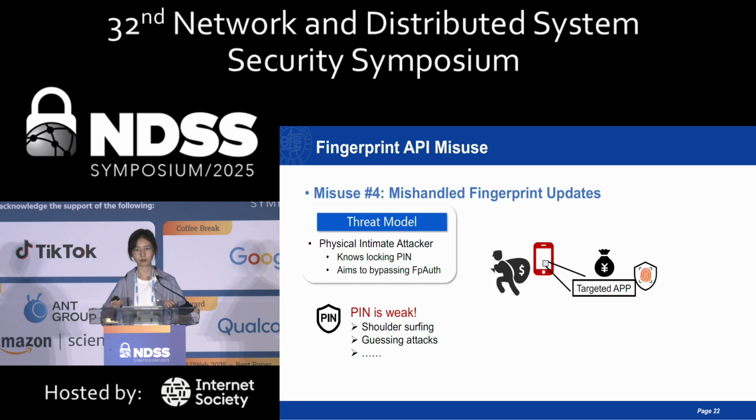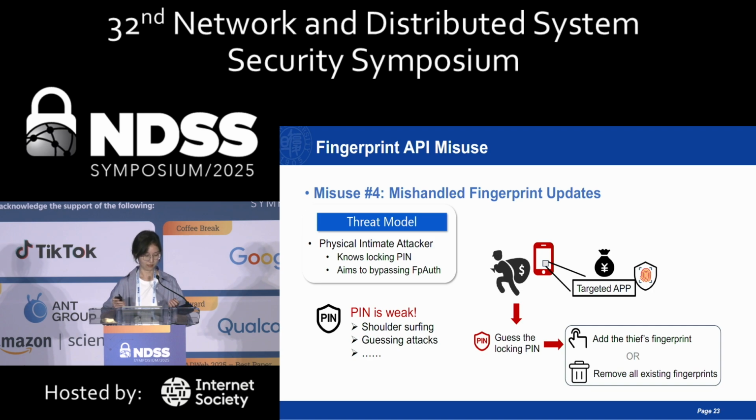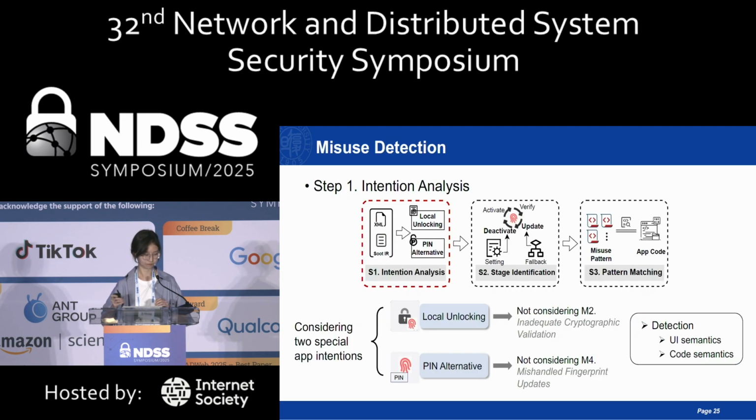The victim's phone is stolen by a thief with a sensitive app installed on it. Once the thief gets the locking PIN of the victim, they can add their own fingerprints or remove all existing ones. At this time, the thief can bypass fingerprint authentication in the app to make payments and steal the victim's money.